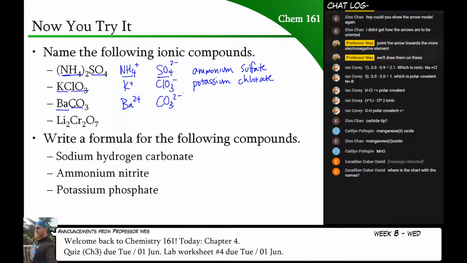Where's the chart with the names? Beginning of chapter 6 slides. So go to the modules tab, open up the slides for chapter 6. One of the first 2 slides or so has all the charts on there. And then we got lithium and dichromate.